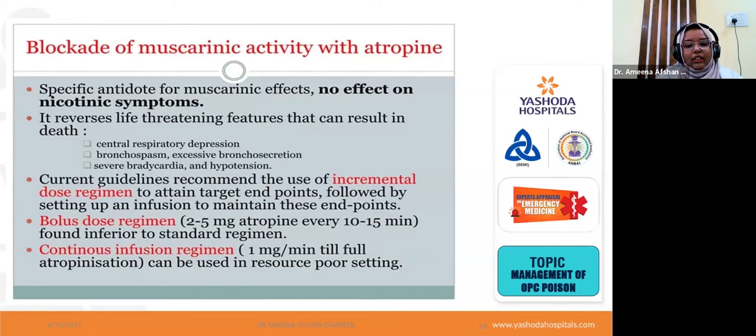There are 3 regimens which are mostly followed. One is an incremental dose regimen, one is a bolus dose regimen, and one is a continuous infusion regimen. The incremental dose regimen is to attain the target endpoint. We give small doses to attain the target endpoint, followed by setting them on infusion. For bolus doses, we give 2 to 5 mg every 10-15 minutes, and then we observe. For continuous, we give an infusion of 1 mg per minute until atropinization has occurred.